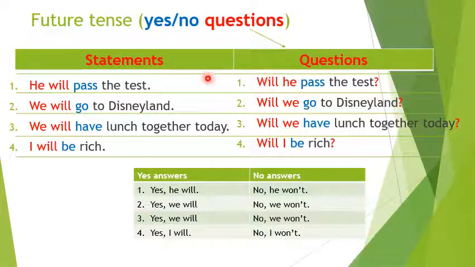we can change the subject. We swap the subject and the auxiliary verb will. So he will, we change it to, will he pass the test? So super easy, we just swap the position. Number 2, we will go to Disneyland. When you want to change it to a question, you will ask, will we go to Disneyland?